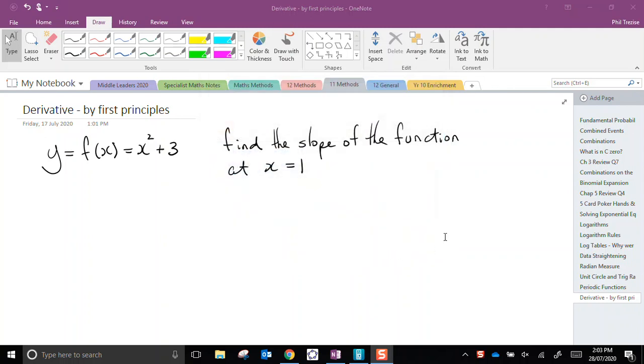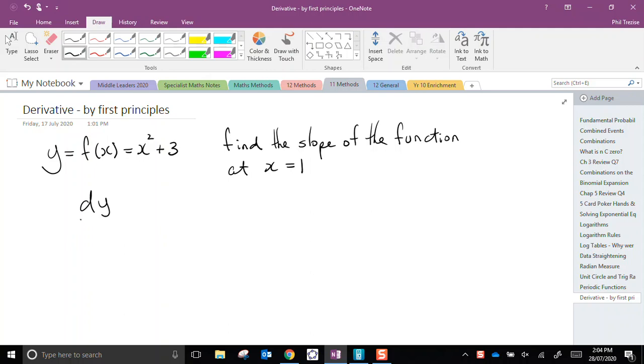Hi everyone, this lesson is going to show you how to take a derivative of a function using first principles. So this is our task. We have this function, y equals f of x defined as x squared plus 3. Now the first step in first principles is to recall the rule.